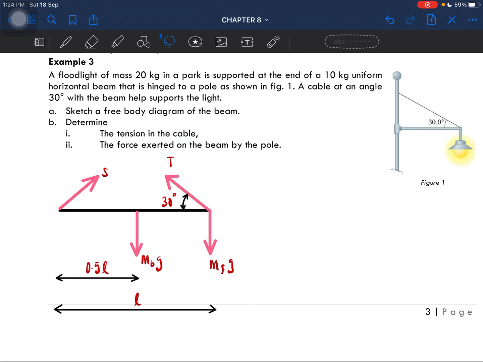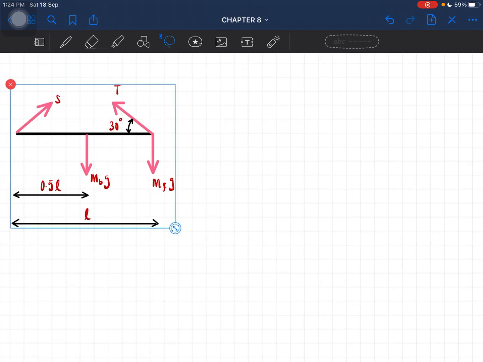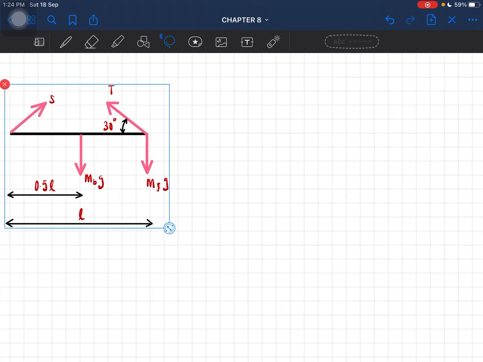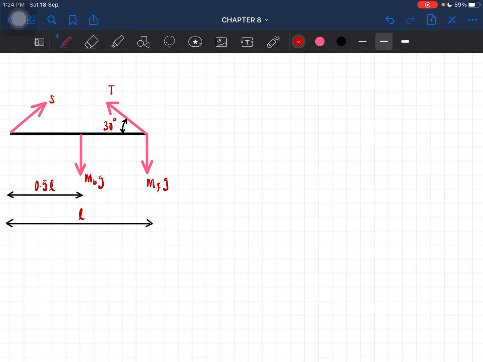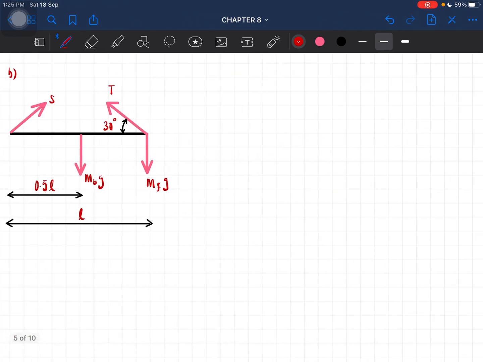Okay, so that is our free body diagram. Let me copy this, put it here. Now let's try to solve question B, where we have to find the value of the tension and the value of the force exerted on the beam by the pole. So the force on the beam by the pole, I think.